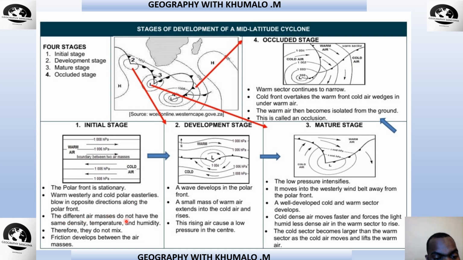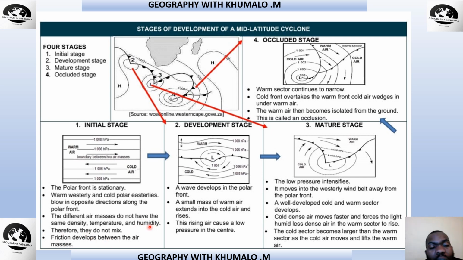The different air masses do not have the same density. Remember, the one is cold, the other one is warm. So they will not have the same density. That means the cold air will be denser than the warm air. The warm air will be less dense. The temperatures will be different and humidity will be different. Remember, humid talks about moist and wet, and arid is cold, it is dry, sorry.